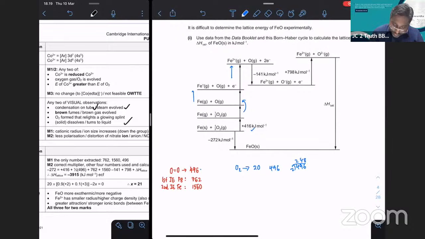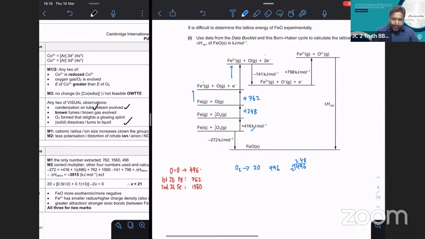248. I'm going to just write down positive 248, because it's going to be endothermic to break the bonds. Once you have that, atomization is settled. Now this part is going to be your first ionization energy of Fe. So the first ionization energy is going to be plus 762, done.